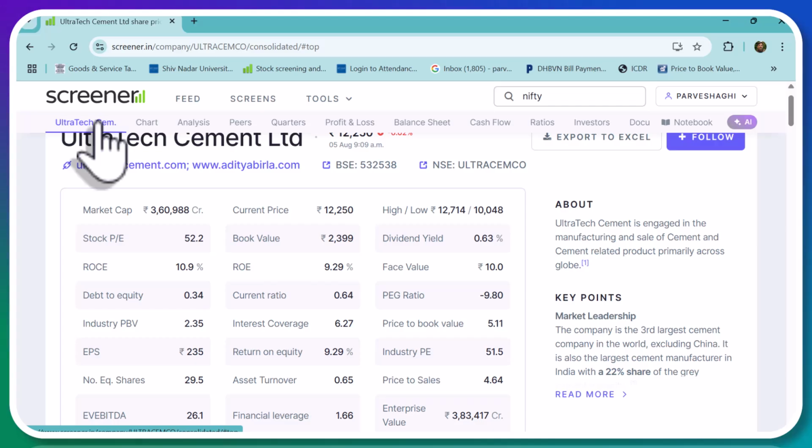is there any ratio called enterprise value to EBITDA? Okay, EV to EBITDA. There is another ratio called EV to EBITDA. So we have done the P ratio.